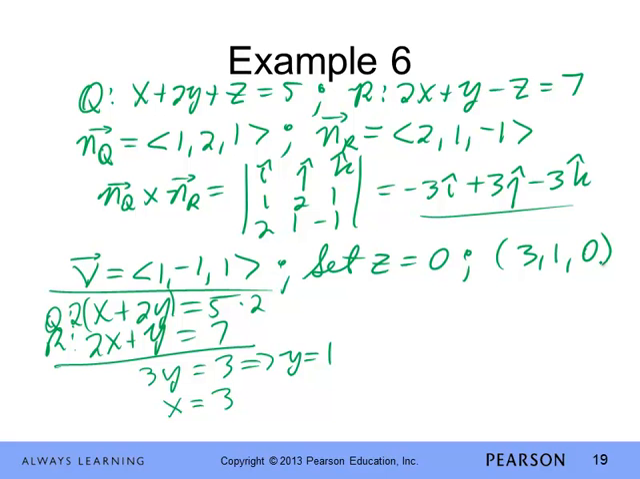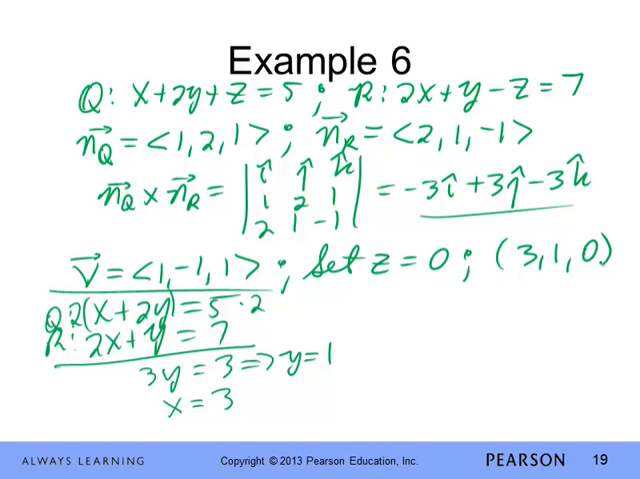We didn't have to set z equal to 0. We could have just as well set y equal to 0 or x equal to 0 and gotten a different point on the intersecting line, and it doesn't matter as long as it's on the line.